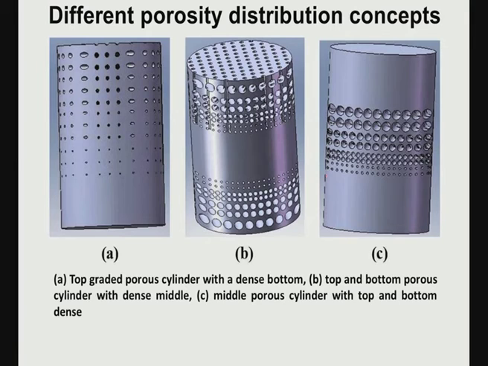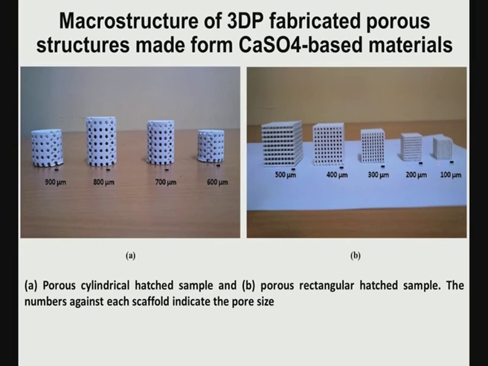The other option is that you can also grade the pore size: as you go along this direction, the pore size decreases. Or you can have one end a solid structure and the other a porous structure, or solid at both ends, or a porous structure in the central region. This is how you can define at the beginning of your 3D printing experiments what kind of porous scaffold you want for these particular applications.